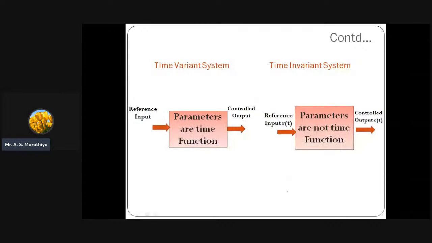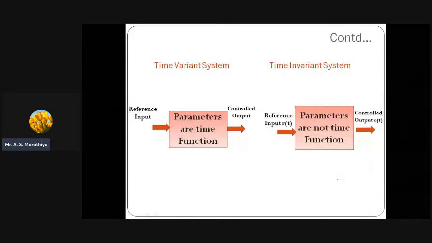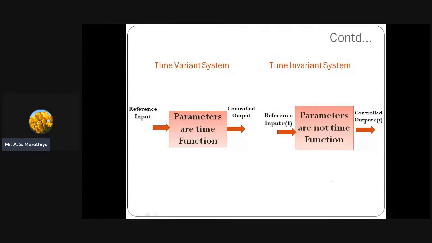So this slide indicates the representations of time variant and time invariant control systems. In case of a time invariant control system, the parameters are not a function of time. But in case of time variant, the parameters are a function of time. Let us consider that I can represent this as capital P of t. So here the parameters are a function of time, even though the input and output are not a function of time.